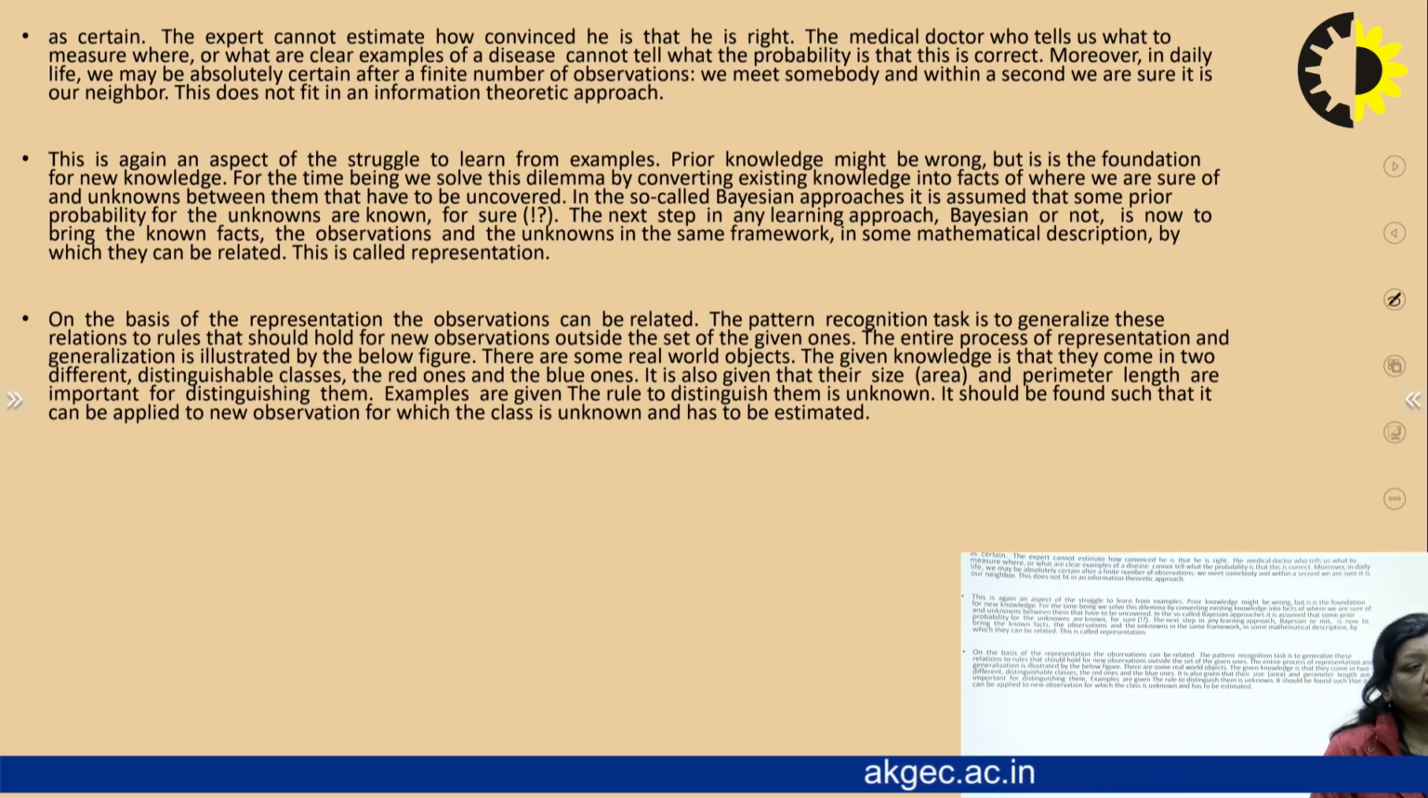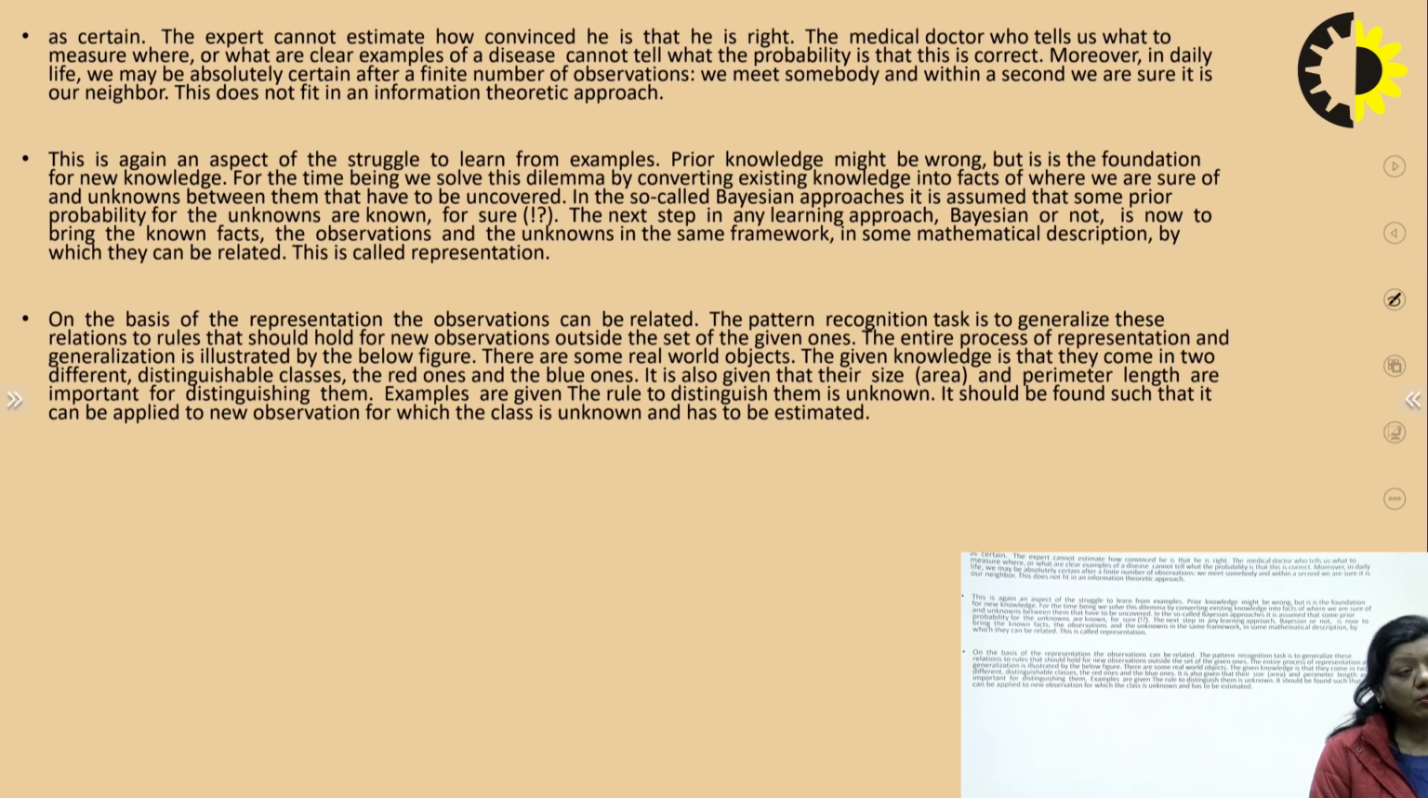known facts, the observations, and the unknowns into the same mathematical description by which they can be related. This is called a representation. On the basis of representation, the observations can be related. So the pattern recognition task is to generalize these relations to rules that should hold for new observations outside the set of given ones. The entire process of representation and generalization is illustrated by the below figure.